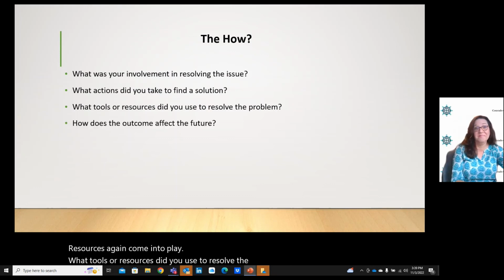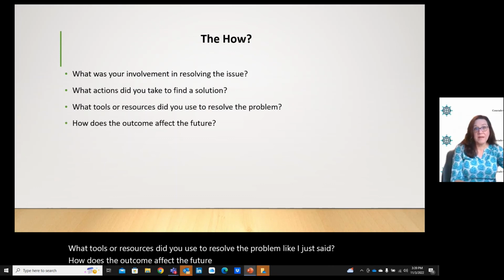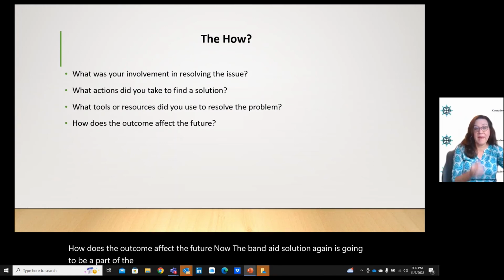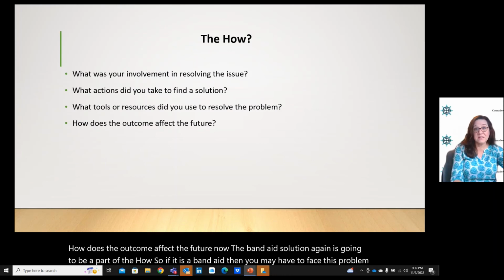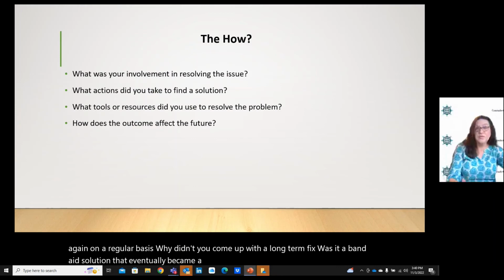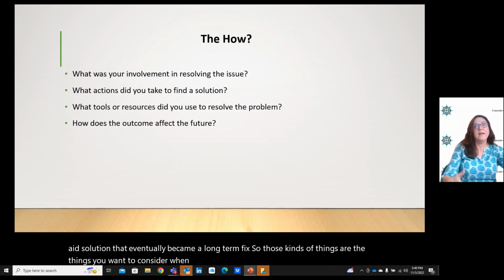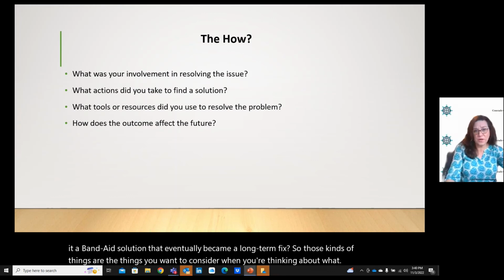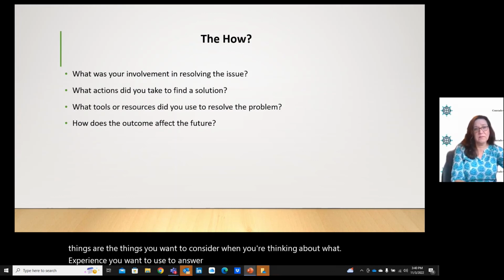Like I just said. How does the outcome affect the future? Now, the Band-Aid solution, again, is going to be a part of the how. So if it is a Band-Aid, then you may have to face this problem again on a regular basis. Why didn't you come up with a long-term fix? Was it a Band-Aid solution that eventually became a long-term fix? Those are the things you want to consider when you're thinking about what experience you want to use to answer a question.